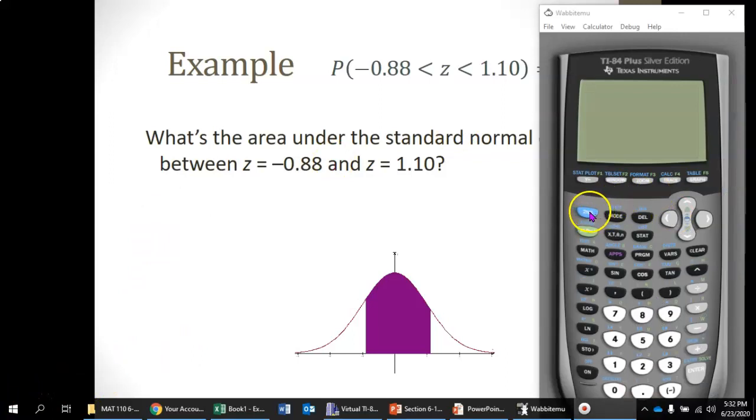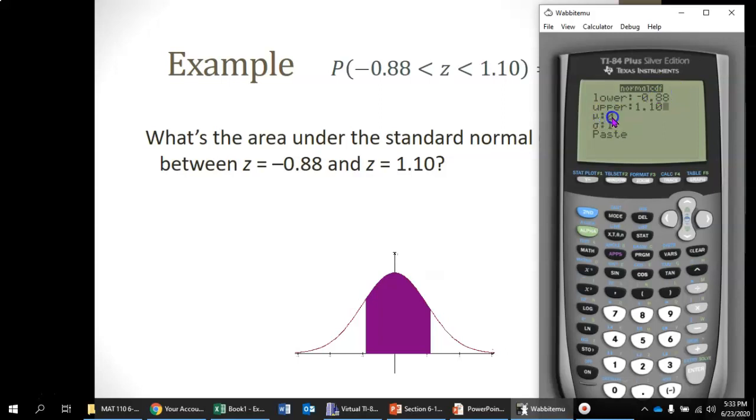Now, on some calculators, when you go to the distributions menu and select normal CDF, this is what will come up. You'll get a little screen here. It'll say normal CDF at the top, and then it will have places for lower and upper, and we're going to change those to these two numbers. So lower, I'm going to type in negative 0.88, and for upper, I'm going to type in 1.10.